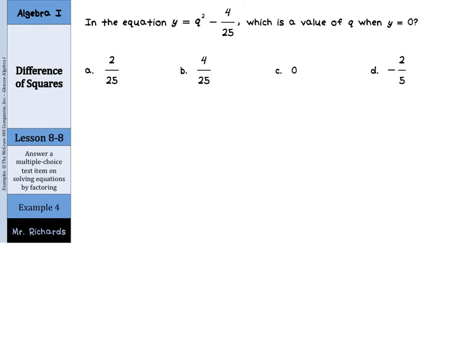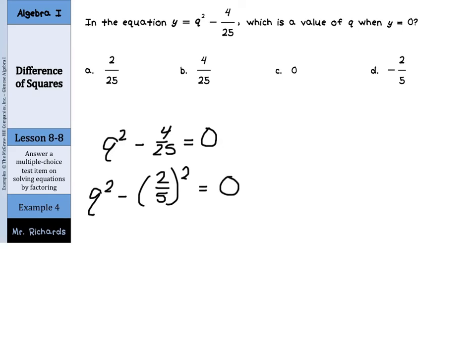And for our last example, we have the equation y equals q squared minus 4/25, and we want a value of q when y equals 0. Well, let's write this now as q squared minus 4/25 equals y, but y is going to be 0. Now, can I take the square root of 4/25? Sure. I could rewrite this as q squared minus 2/5 squared, and that's going to equal 0.